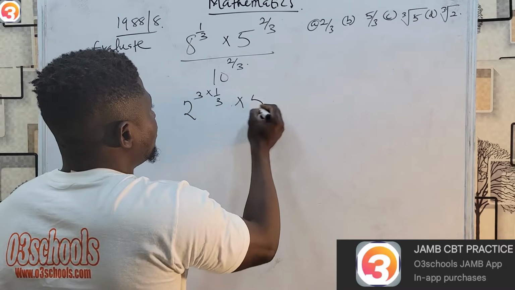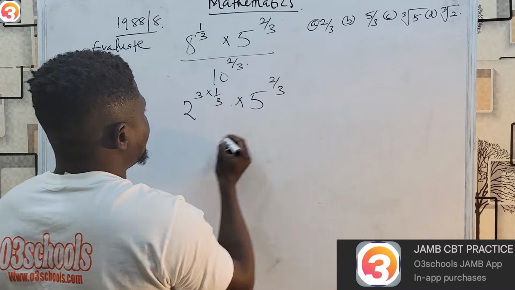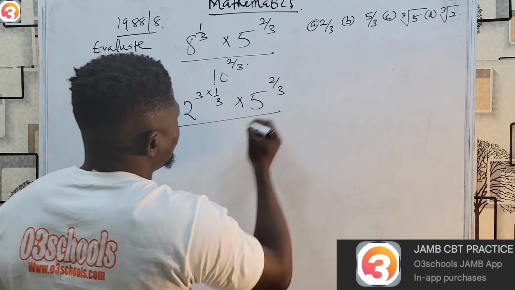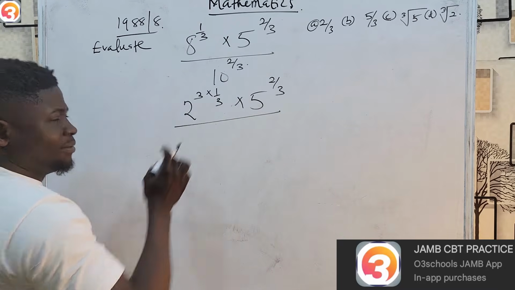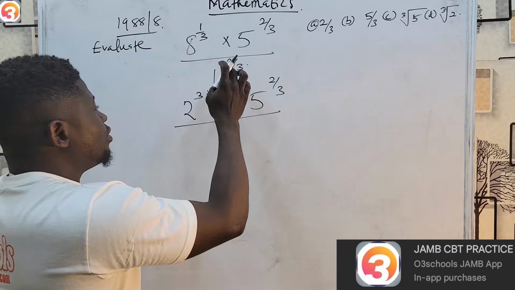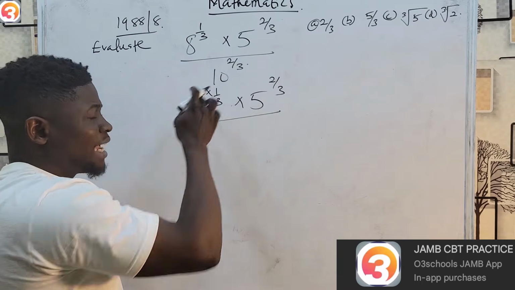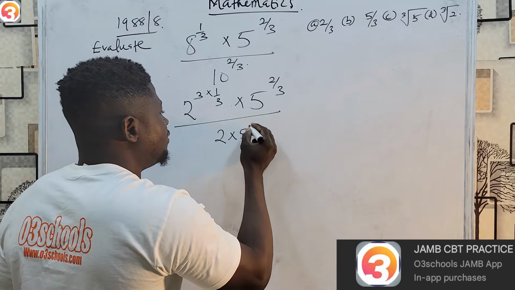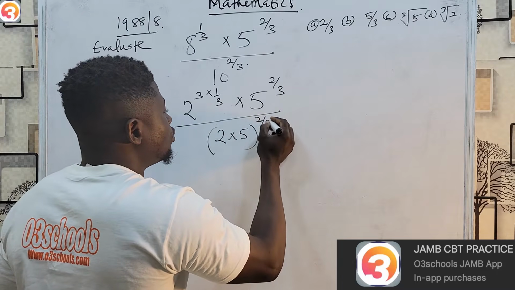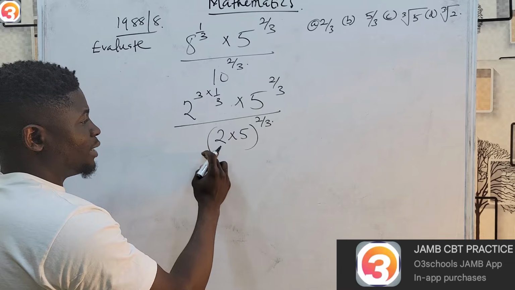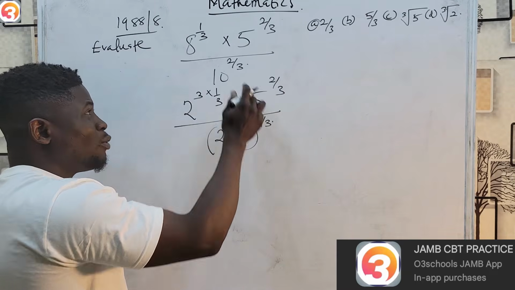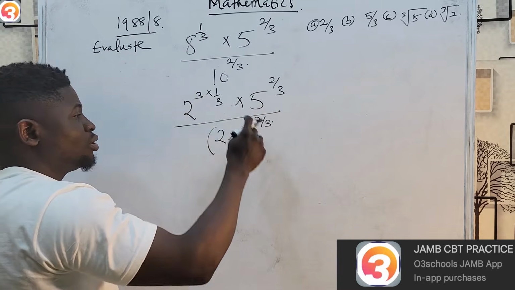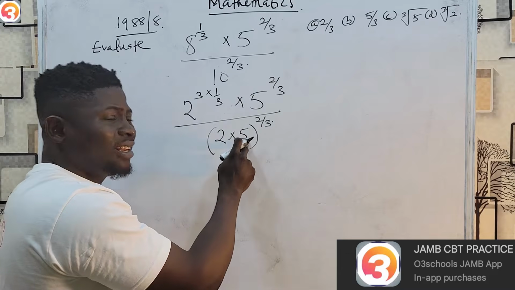Then times 5 raised to the power 2 over 3, all over 10 raised to the power 2 over 3. 2 times 5 is 10. So you can simply say 2 times 5, all raised to the power 2 over 3. Why is it all raised to the power 2 over 3? Because this power is affecting the whole 10, so it will be affecting this and this likewise.